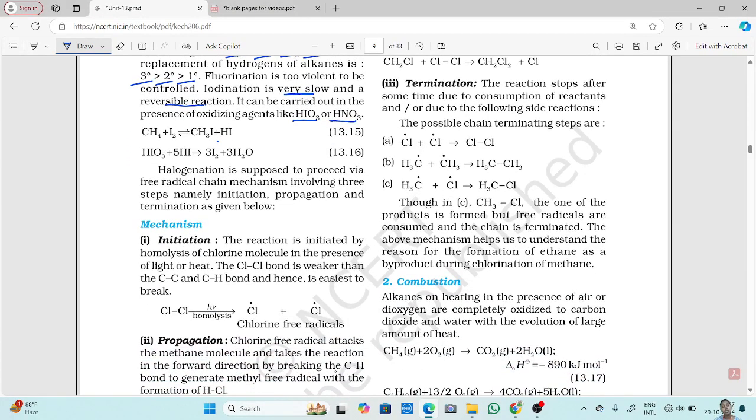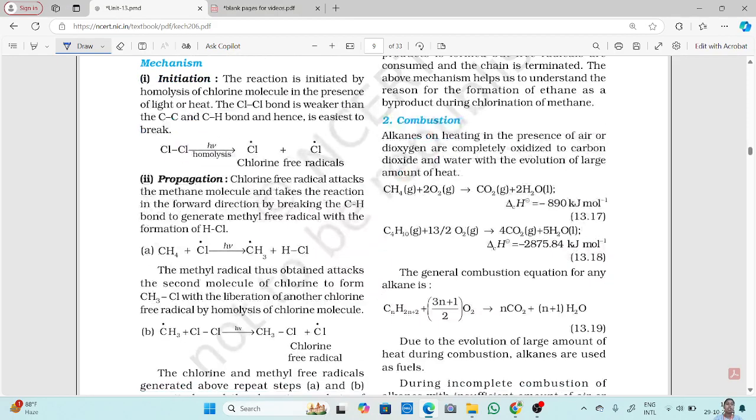Now halogenation is supposed to occur via a free radical chain mechanism involving three steps, namely initiation, propagation and termination. So the halogenation process has a mechanism, and this mechanism takes place in three steps: initiation, propagation and termination. First we'll see them in the mechanism format. The first one is your initiation reaction.